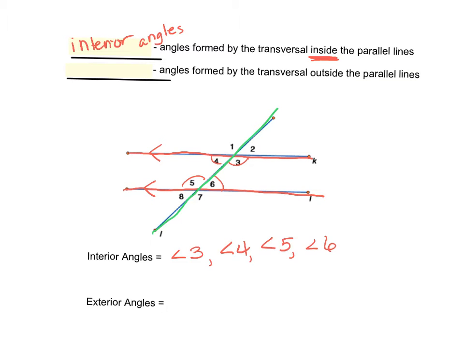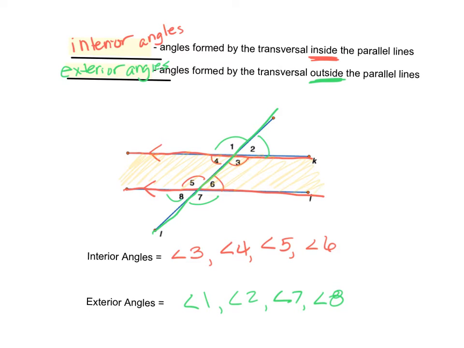Okay. Now, angles formed by the transversal outside the parallel lines are known as exterior angles. They're outside. So that would be angle 1, angle 2, angle 7, and angle 8. Those are on the outside of the parallel lines. So you can see inside the parallel lines is this space here. Outside the parallel lines is this space here. Those are outside.